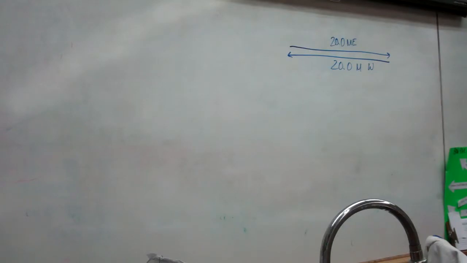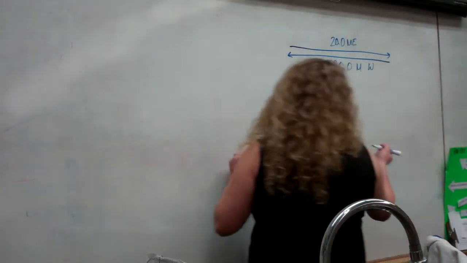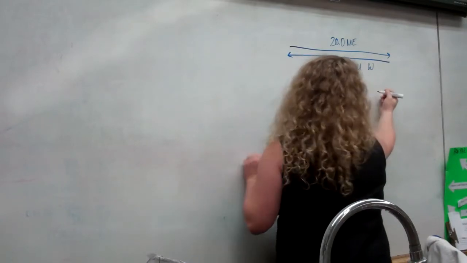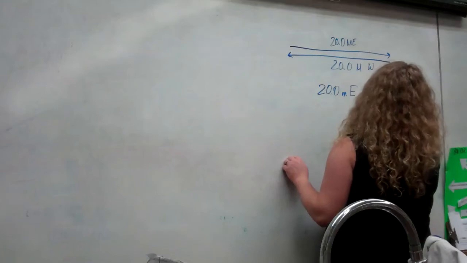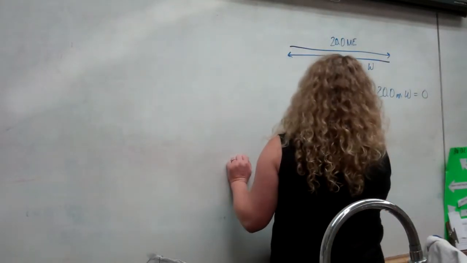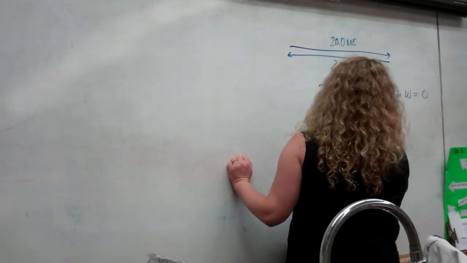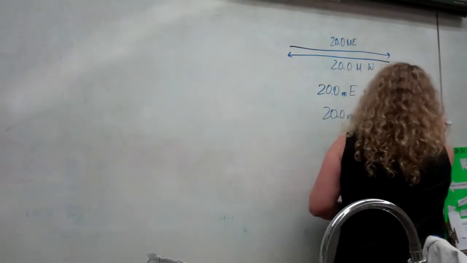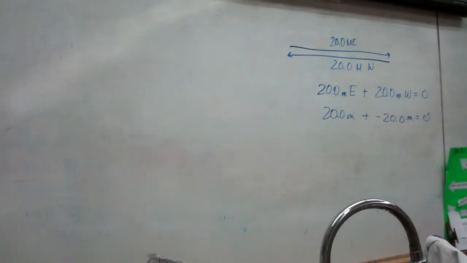Okay, when we add the negative of a vector, it's the same as if we subtract it. So 20.0 meters east plus 20.0 meters west equals 0, as does 20.0 meters plus a negative 20.0 meters. Okay? Those are equivalent statements.